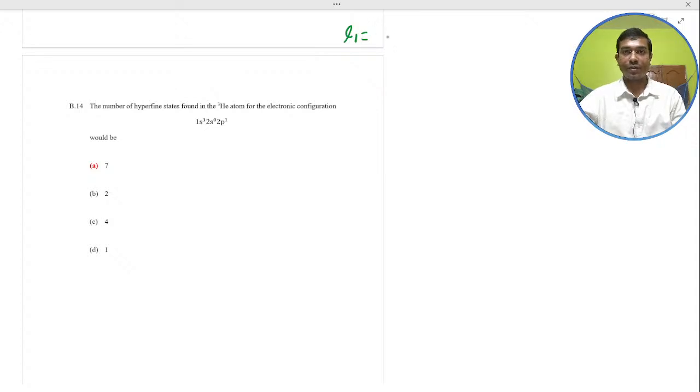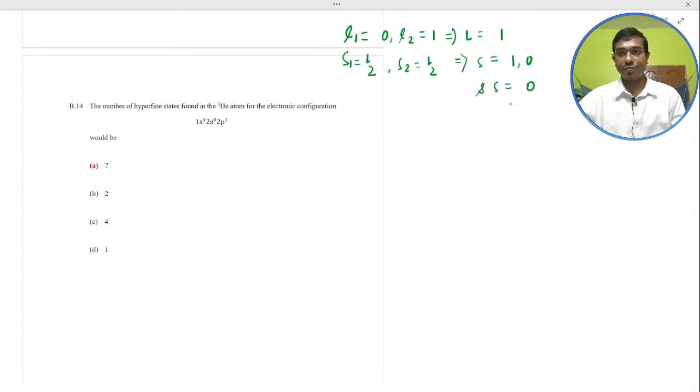L1 is 0, L2 is 1, that means the capital L is 1. S1 is half, S2 is always half, that means S is 1 or 0. With L equal to 1, the total angular momentum J is 1.